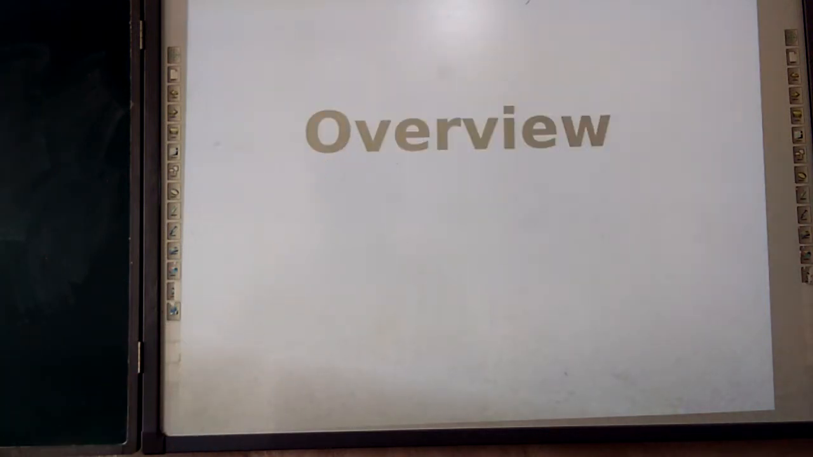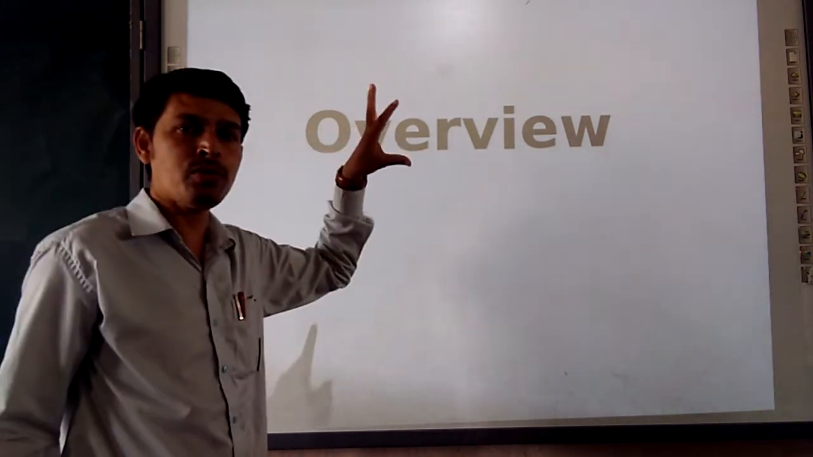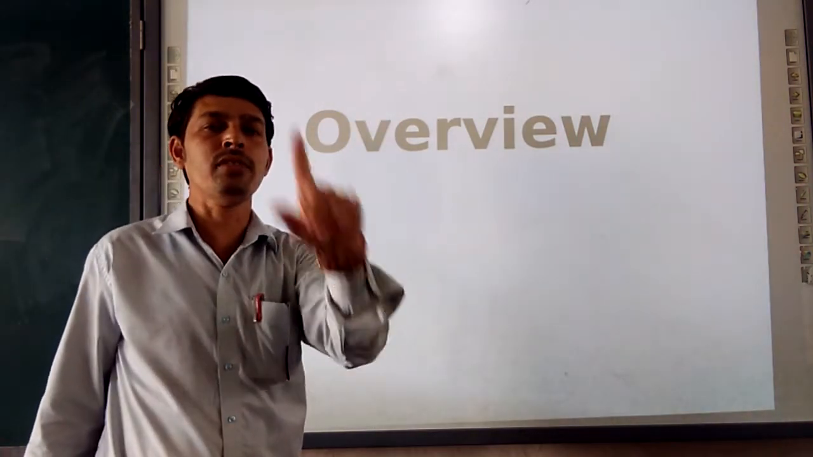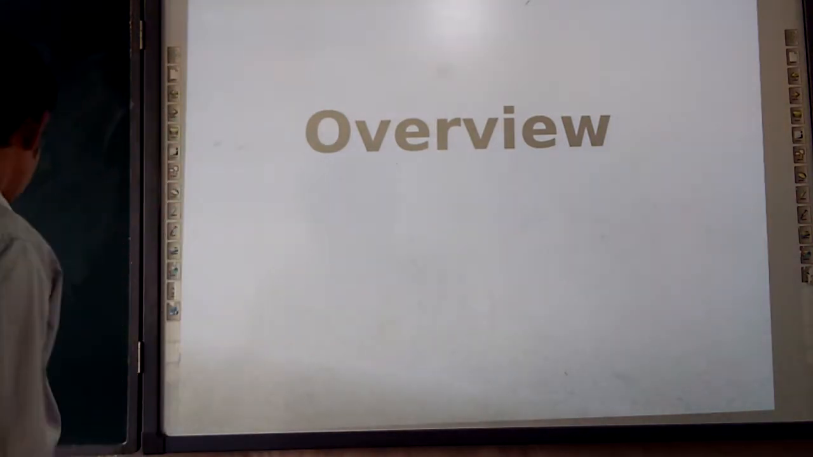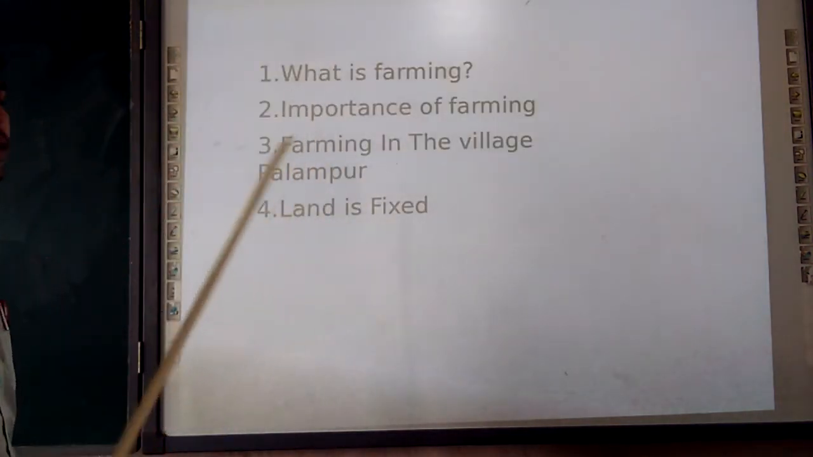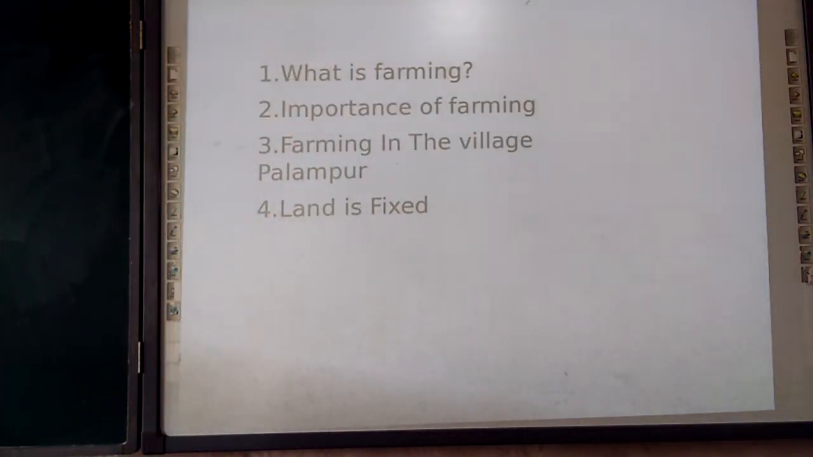Next, we are going to see the overview. In the overview, whatever points I am going to show you here, please copy down these 4 points. Please write them down. Point number 1, what is farming? Point number 2, importance of farming. Point number 3, farming in the village Palampur. And point number 4, land is fixed.